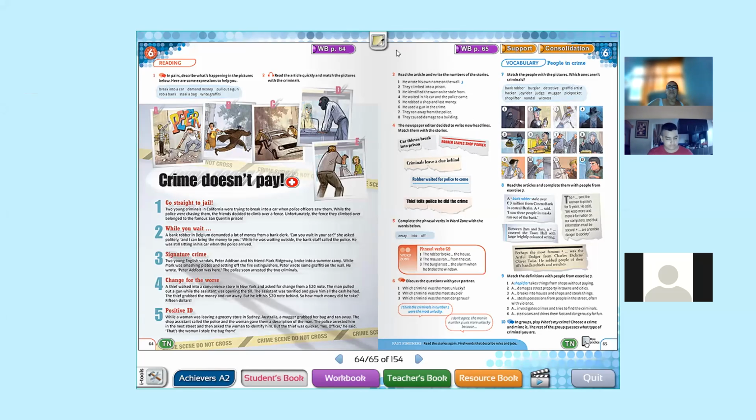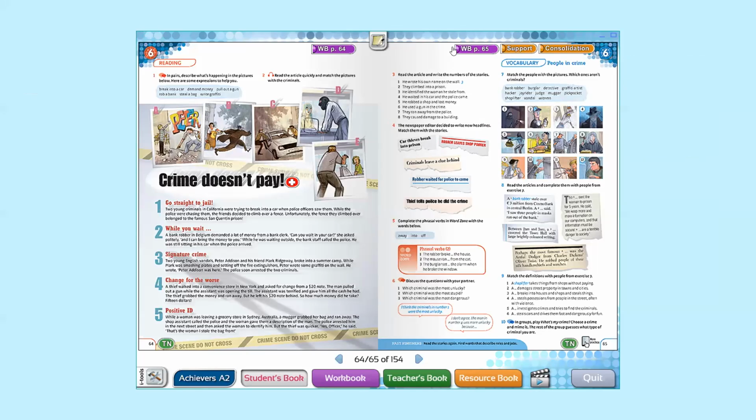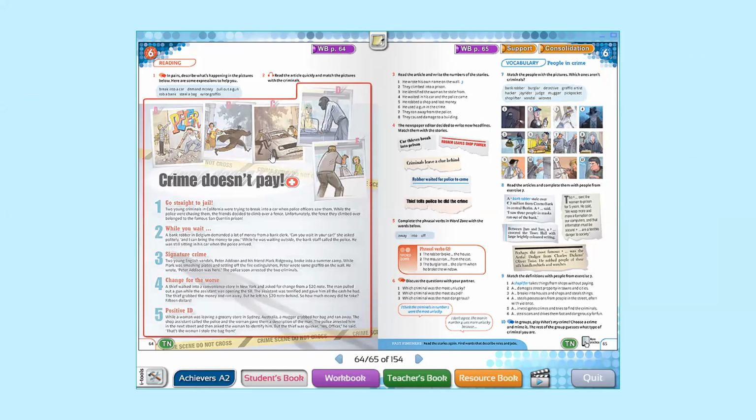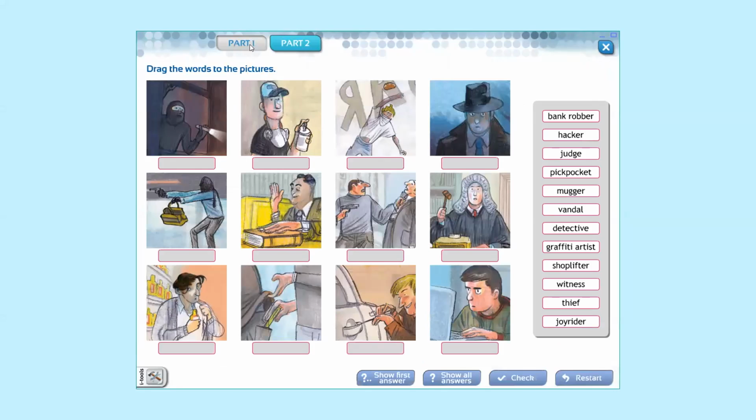So in this case, we are going to start with the activity related to the unit. In this case, we have the last part of the activities. Today, we are going to make a combination between the vocabulary about people in crime. Attention, page 65. We are going to make the combination of this vocabulary about people in crime. As you can observe here, we have two parts of these words.